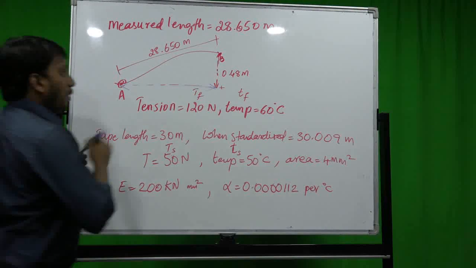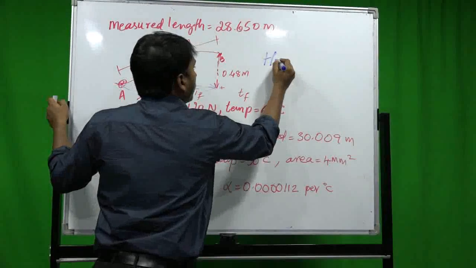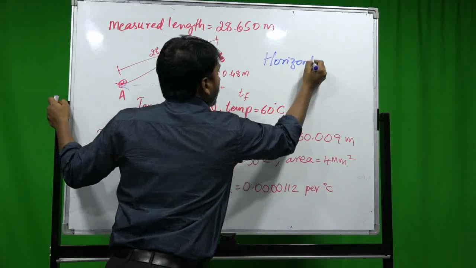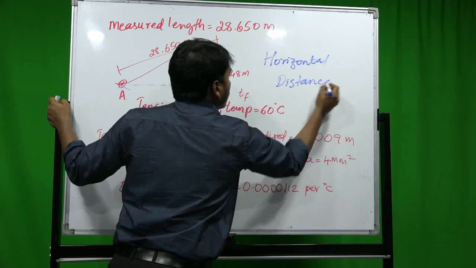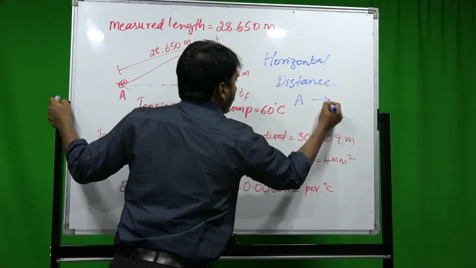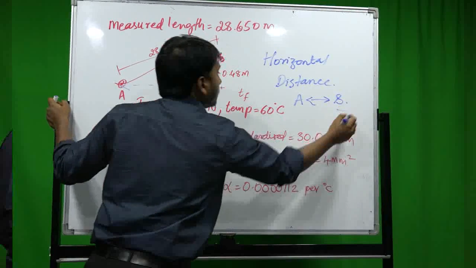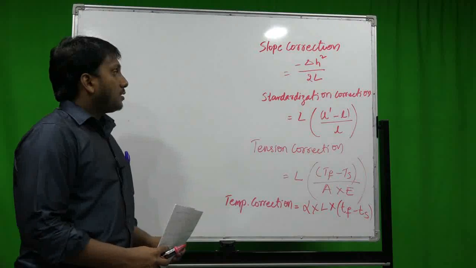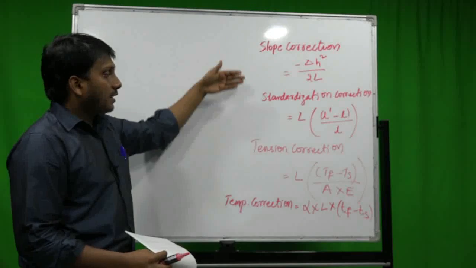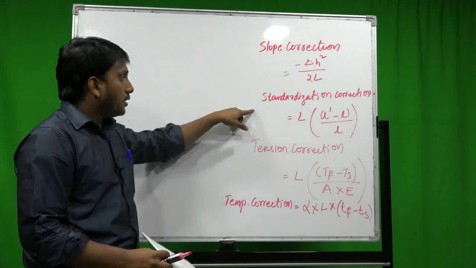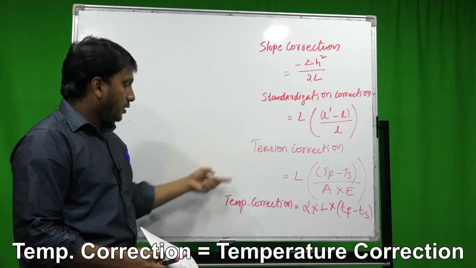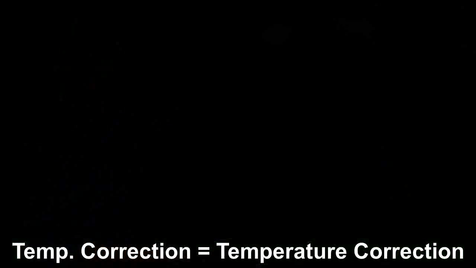This is the solution where you should find how to determine the distance between A and B. Now our aim is to calculate the horizontal distance between A and B. To determine the horizontal distance, we should check all these corrections before it. We have 4 types of corrections: slope correction, standardization correction, tension correction, and temperature correction. First, it is slope correction.